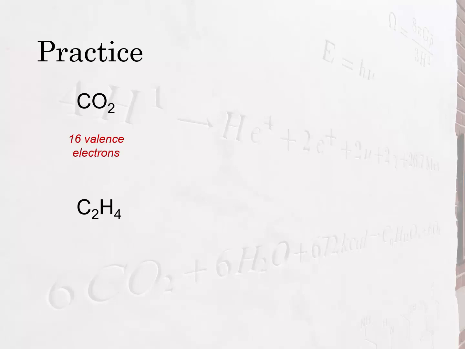CO2 has 16 valence electrons, and the best starting point has C in the middle because it's less electronegative than O. I need to put 3 pairs on the oxygens to complete their octets, and doing so uses up all 16 of my electrons. Carbon is short 2 pairs, so I need to create 2 double bonds, 1 from each oxygen. Now all atoms have an octet.